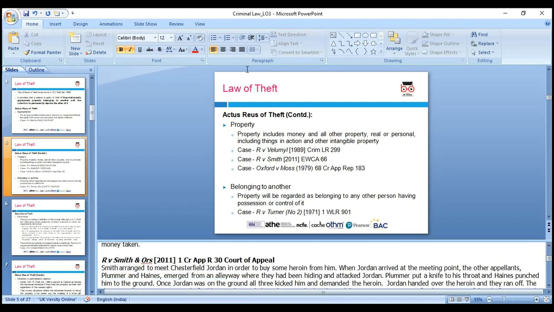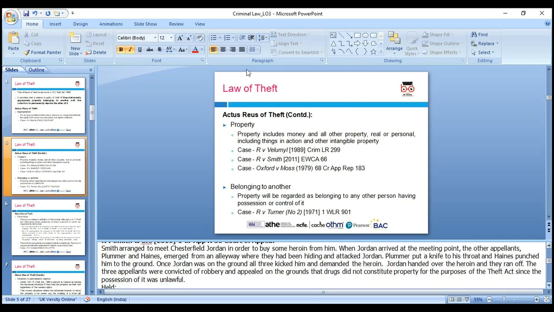Okay. So R versus Smith in the Court of Appeal. Smith arranged to meet Jordan in order to buy some drugs hidden from him. Jordan arrived at the point of meeting, and the other applicants, Plummer and Haynes, emerged from the alleyway where they had been hiding and attacked Jordan. Plummer put a knife to his throat and punched him on the ground.